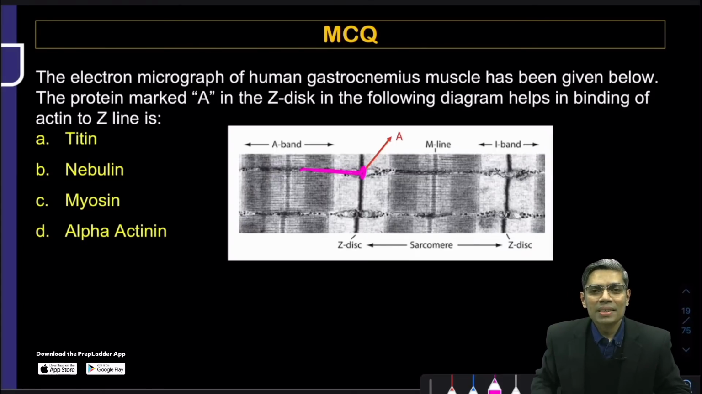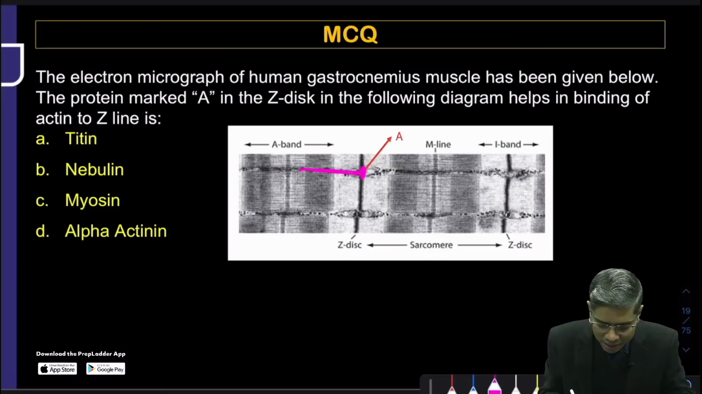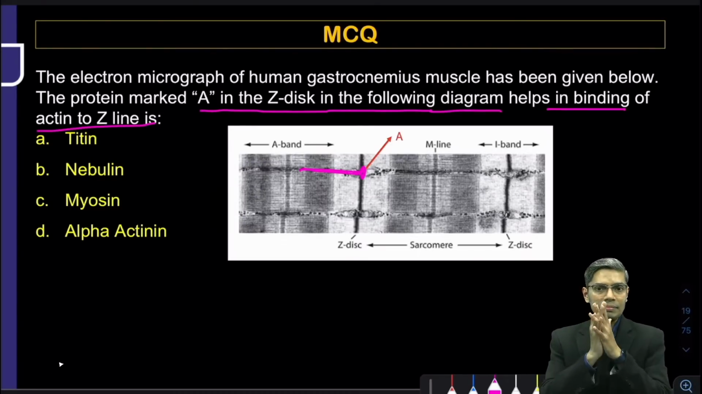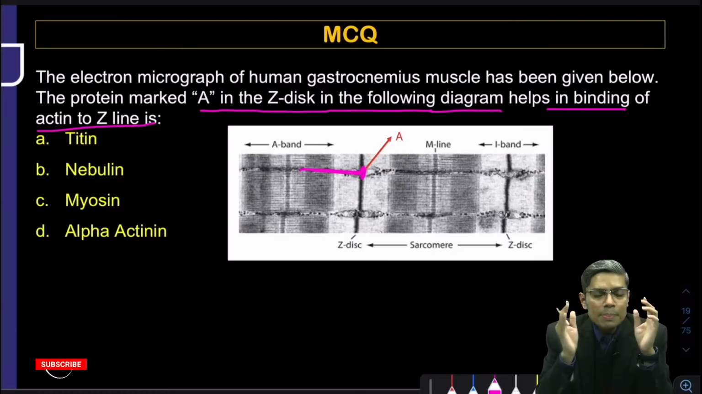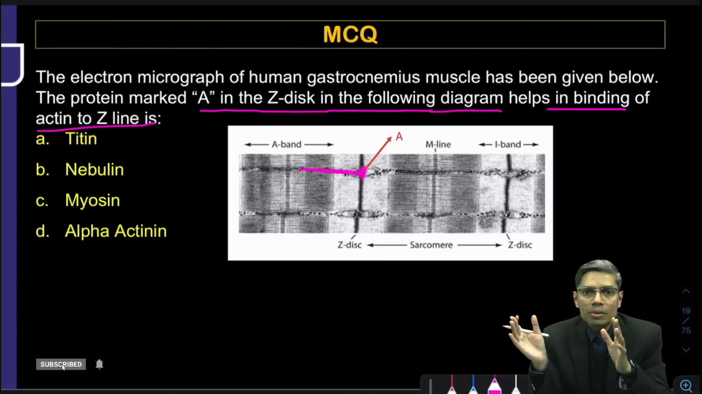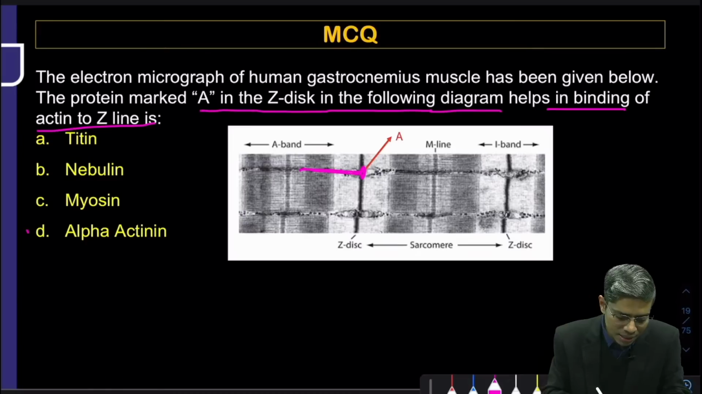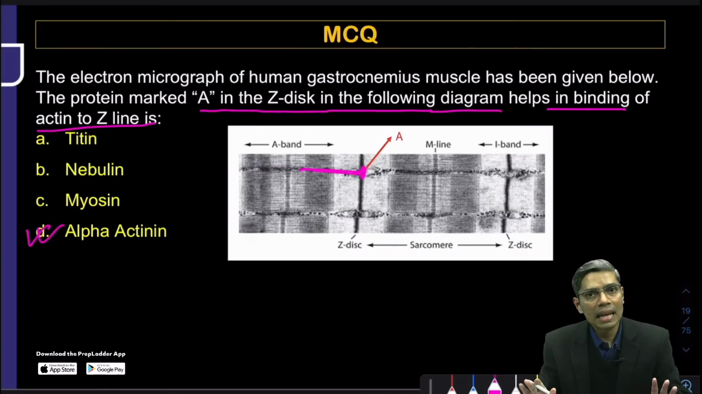So look at here. This is a molecule. If you look at the description, the protein marked A is in the Z disc. Which of the following helps in binding of actin to the Z line? Titin is a protein which extends from one part to the other, but it's not a binding protein for actin. The answer here is alpha actinin.